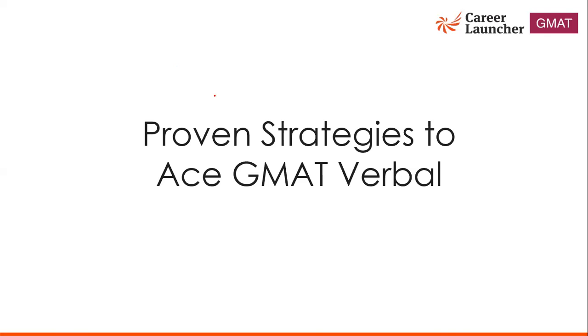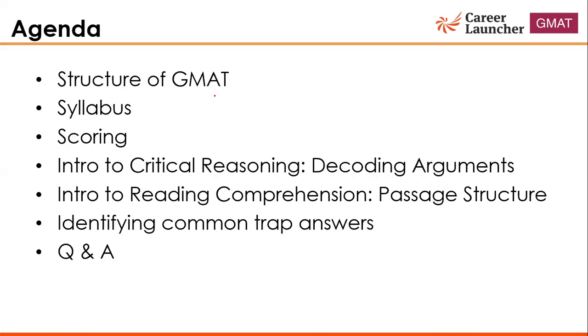So very quickly onto what we are going to discuss. We'll have a look at the syllabus structure and scoring, and then we'll dive deeper into the critical reasoning and reading comprehension question types that we encounter on the verbal section of the test. We'll have a look at different questions and identify the common trap answers. And of course, we'll have a Q&A at the end as well. So in case you have any questions, please feel free to post them on the chat here.